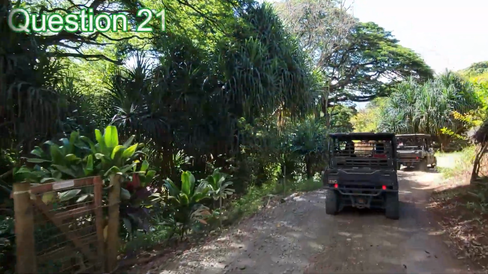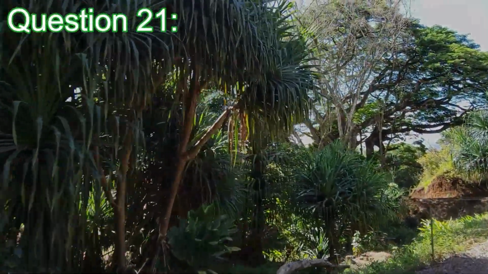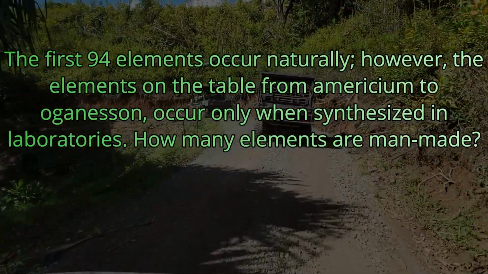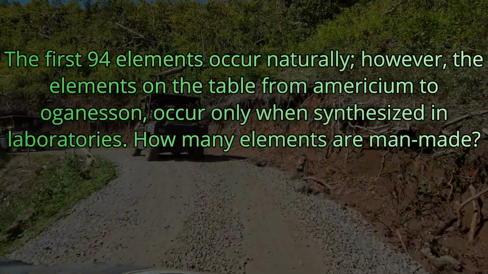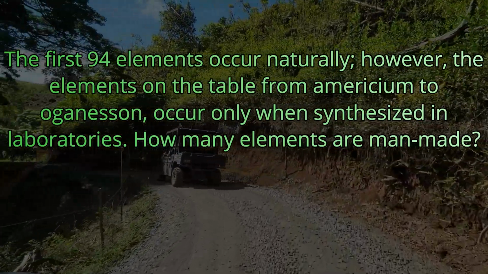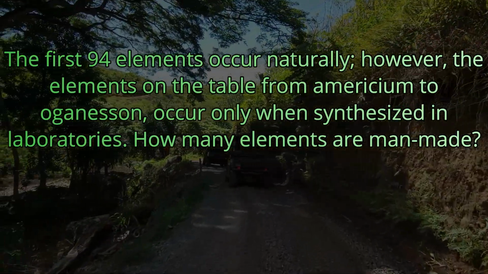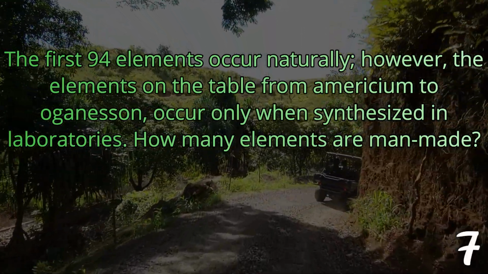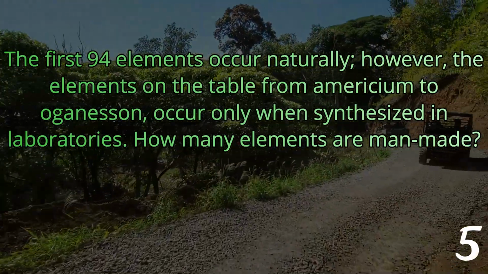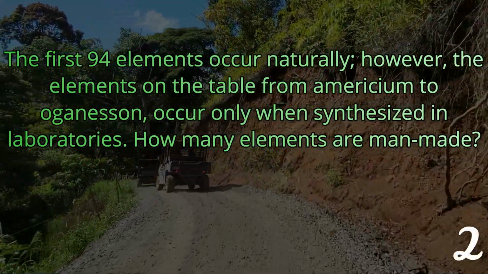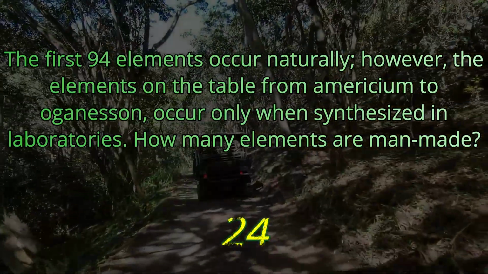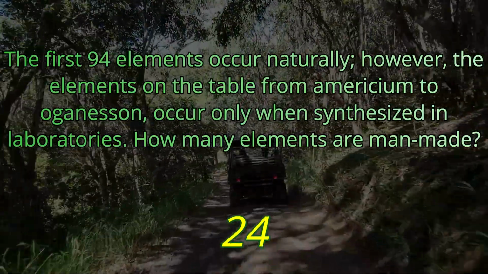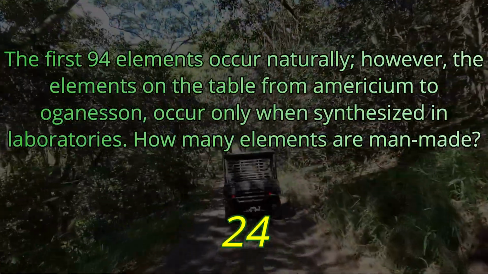Here is question 21, the tiebreaker for today. The first 94 elements occur naturally. However, the elements on the table from americium to oganesson occur only when synthesized in laboratories. How many elements are man-made? The answer is 24. Whichever player got closest to 24 wins the point.